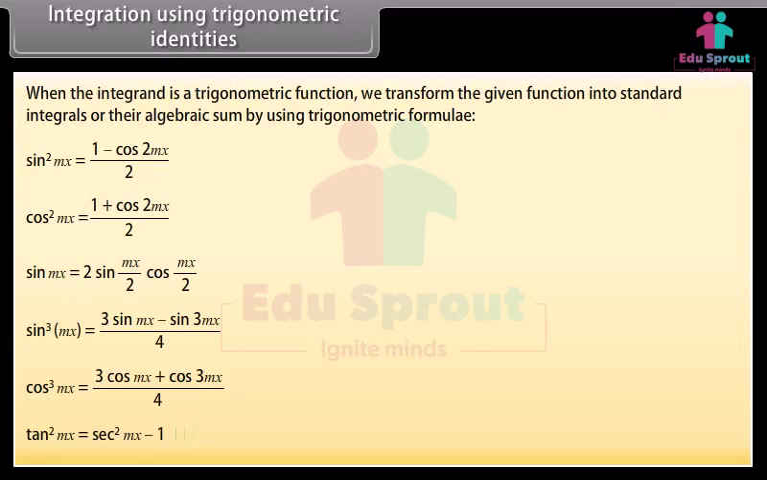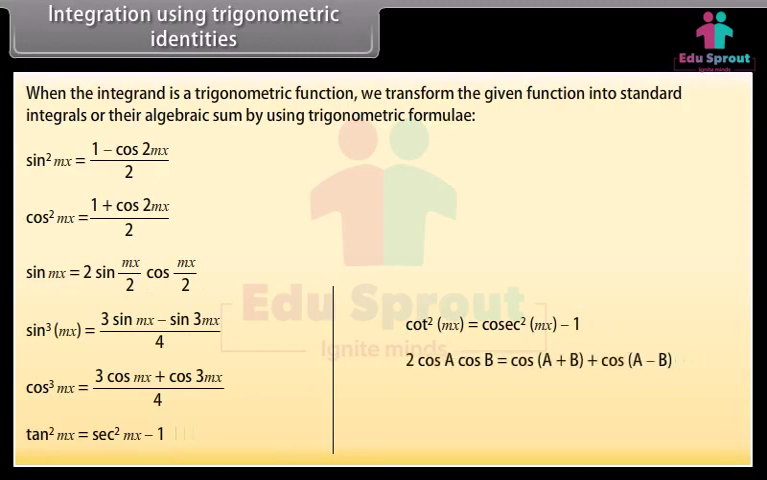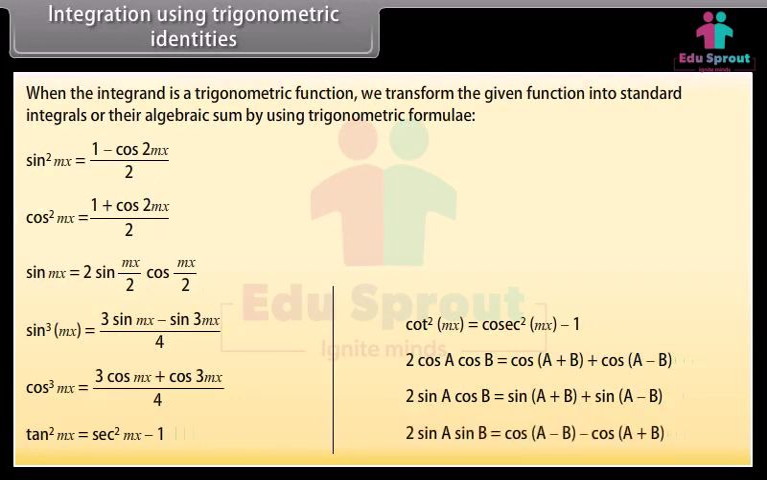tan^2 mx is equal to sec^2 mx - 1. cot^2 mx is equal to cosec^2 mx - 1. 2 cos A cos B is equal to cos(A + B) + cos(A - B). 2 sin A cos B is equal to sin(A + B) + sin(A - B). 2 sin A sin B is equal to cos(A - B) - cos(A + B).